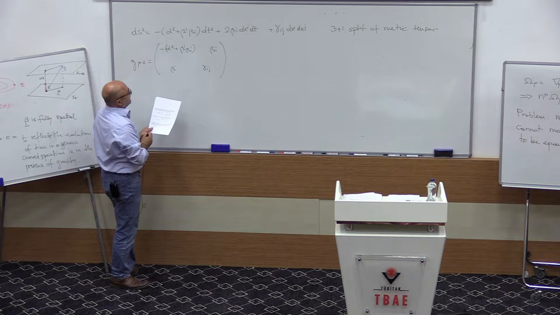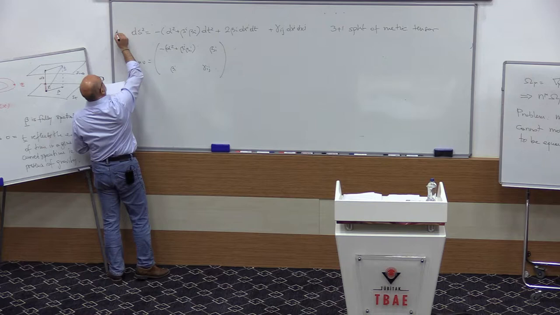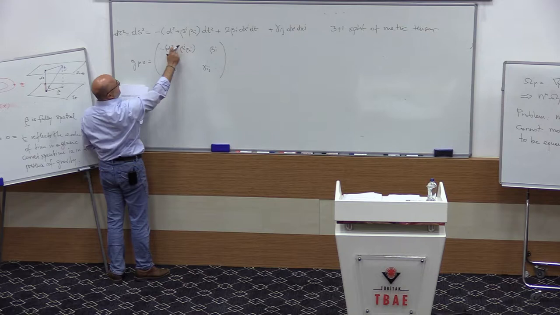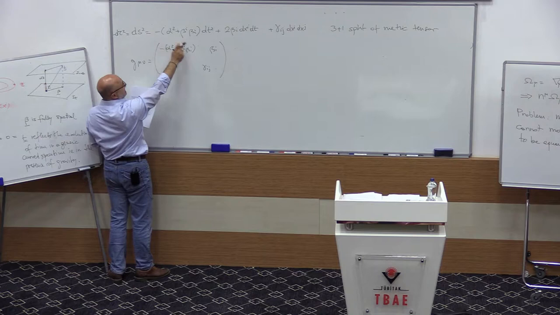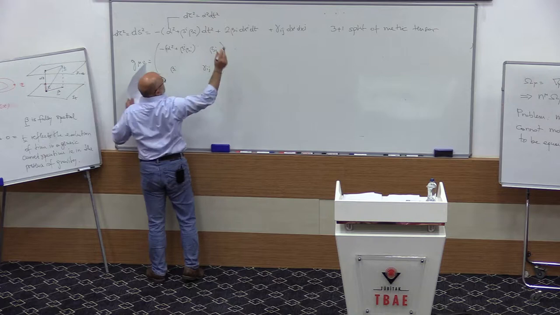Suppose that beta is equal to zero, ds squared is minus d tau squared, if you remember, minus d tau, the proper time. And so if you set beta equal to zero and dx equal to zero, then you have that d tau squared goes like minus alpha squared dt squared. So alpha is really telling you about the difference between proper time and coordinate time. And so it's perfectly normal that it is a function of position.